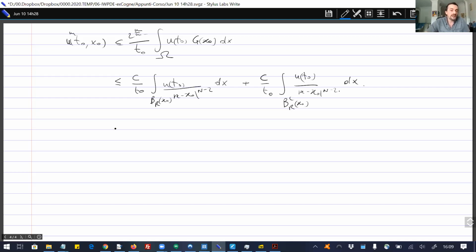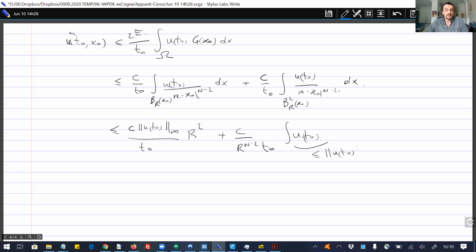So what do you do here? Well, here this is less or equal than c times the norm of u of t0 in L infinity on the whole domain, who cares, times t0, and then you are left with the integral on the ball of this, which is R squared, up to changing the constant here, okay? And then here x minus x0 is greater than R, so what you get is R to the n minus 2 t0, and then you are left with the integral of u of t0, which is less or equal than the L1 norm, because it's only on the complement, but it's easy, no? And then you optimize on R and you get the bounds.